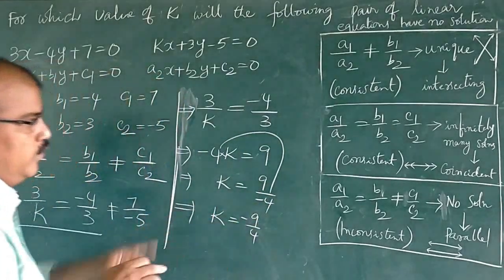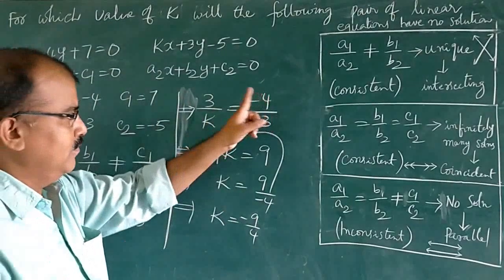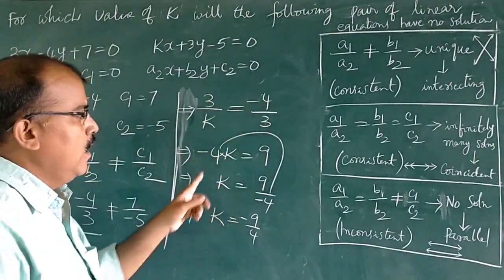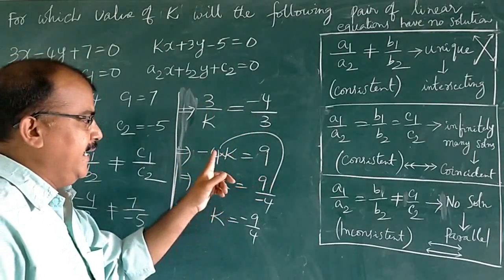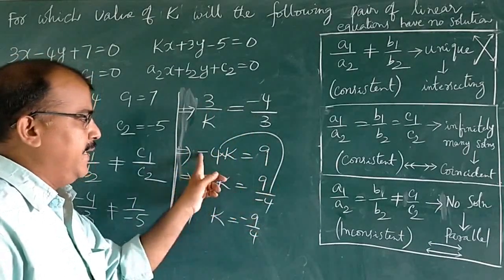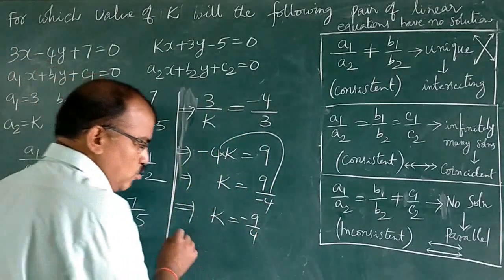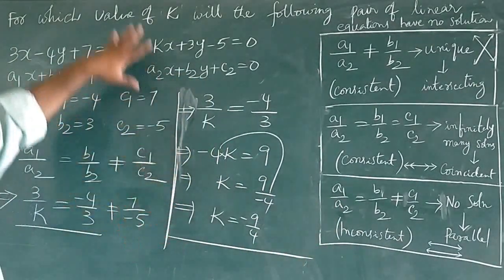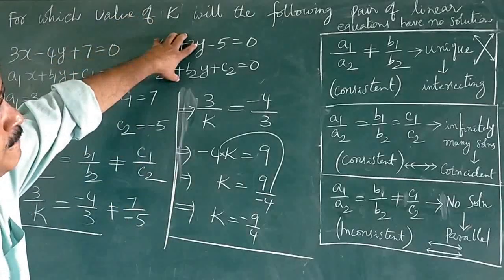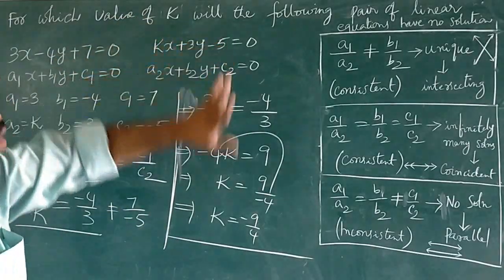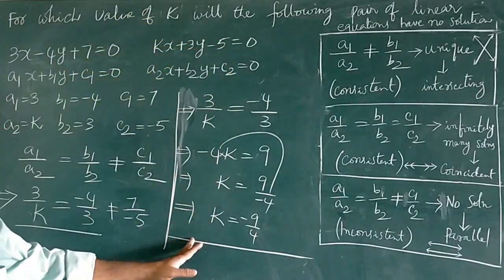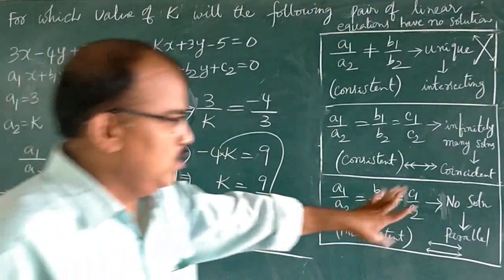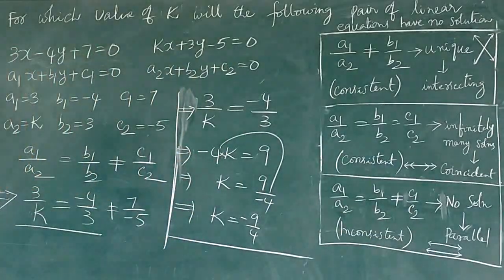Minus 9 by 4. Carefully, k into minus 4, minus 4k. 3 3s are 9. K is equal to 9 divided by minus 4, so k is equal to minus 9 by 4. At k is equal to minus 9 by 4, this pair of linear equations has no solution. K is equal to minus 9 by 4, no solution. This is the first question for this model.